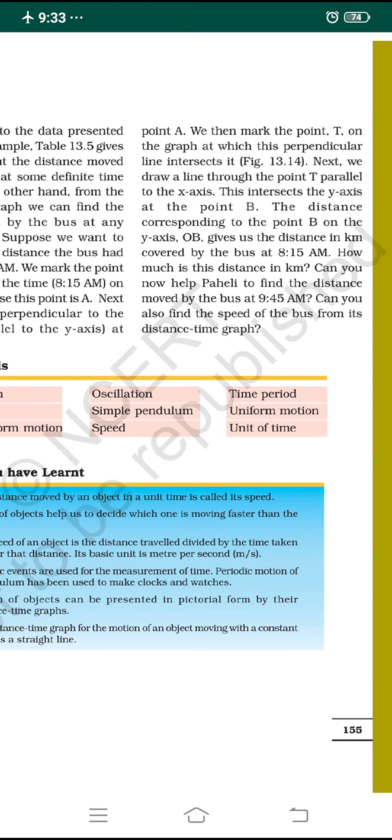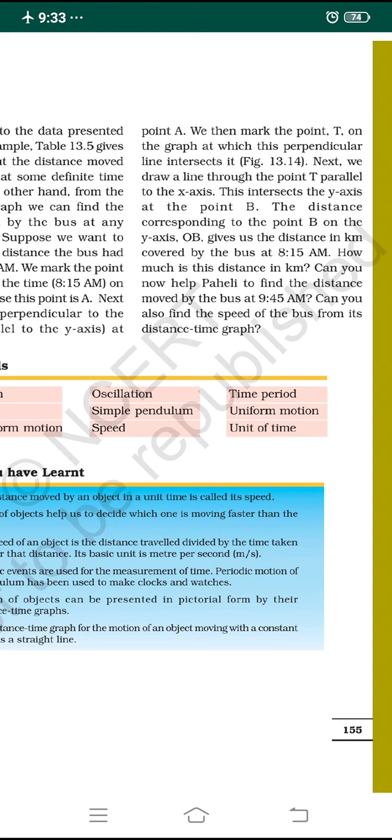Next we draw a line through the point parallel to the x-axis. This intersects the y-axis at the point B. The distance corresponding to the point B on the y-axis, OB, gives the distance in kilometer covered by the bus at 8:15. So that OB is the distance traveled by the bus at 8:15. How much is this distance in kilometer? You have to calculate. Can you now help your friend?